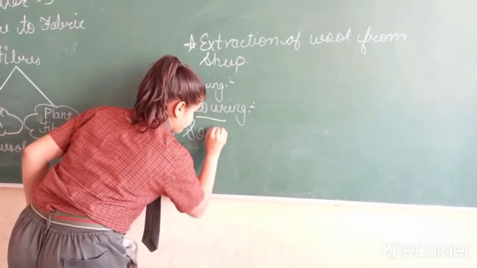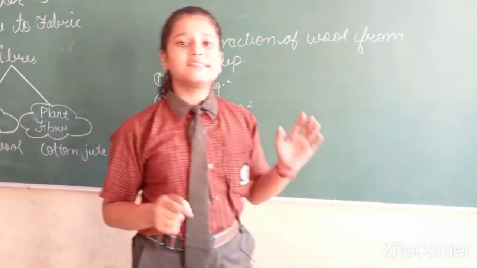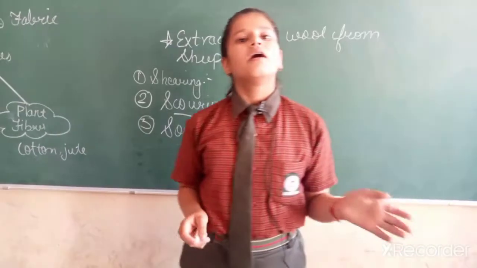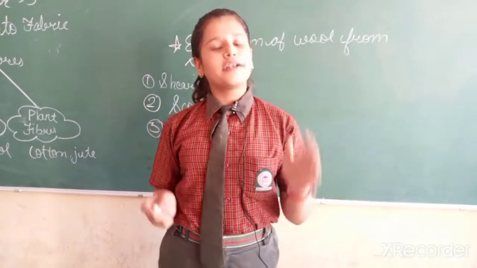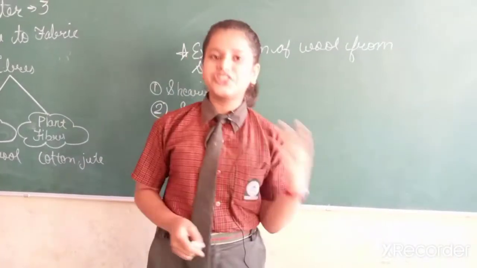Next process is sorting. In this process, the fleece is then sorted into parts on the basis of their texture, color and shape.